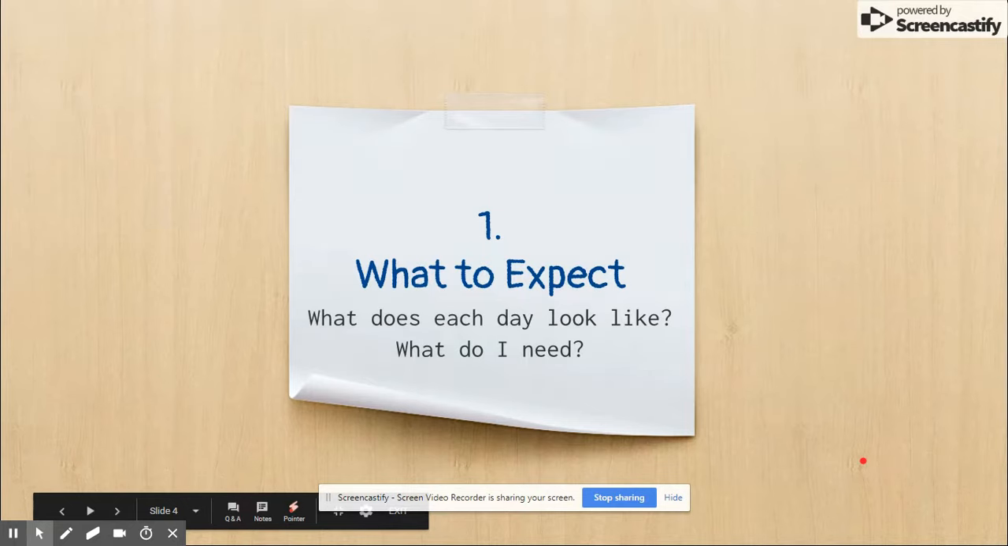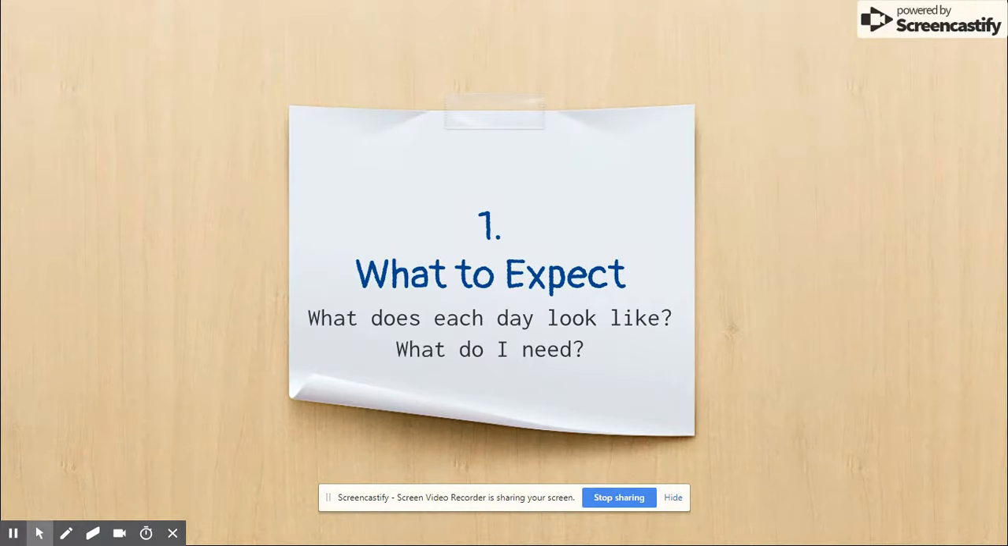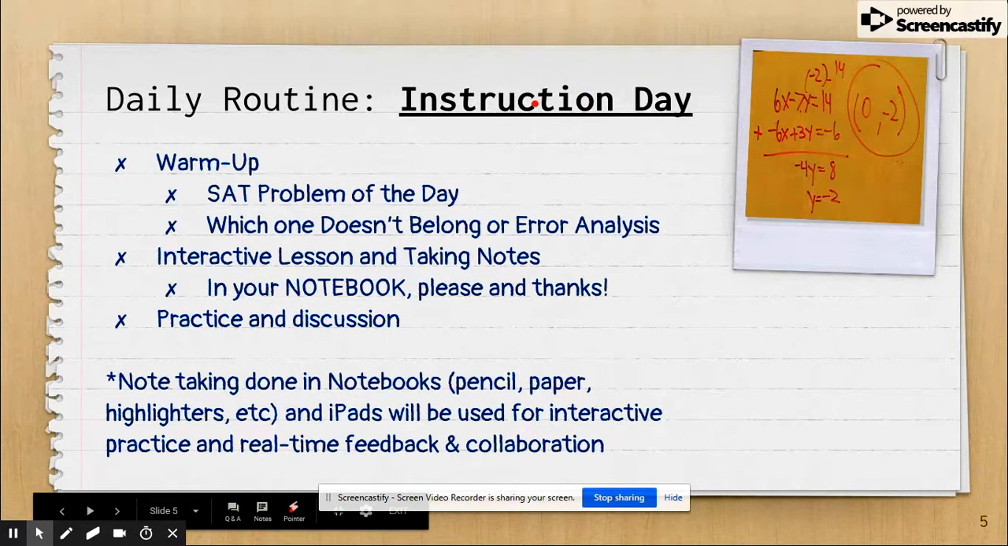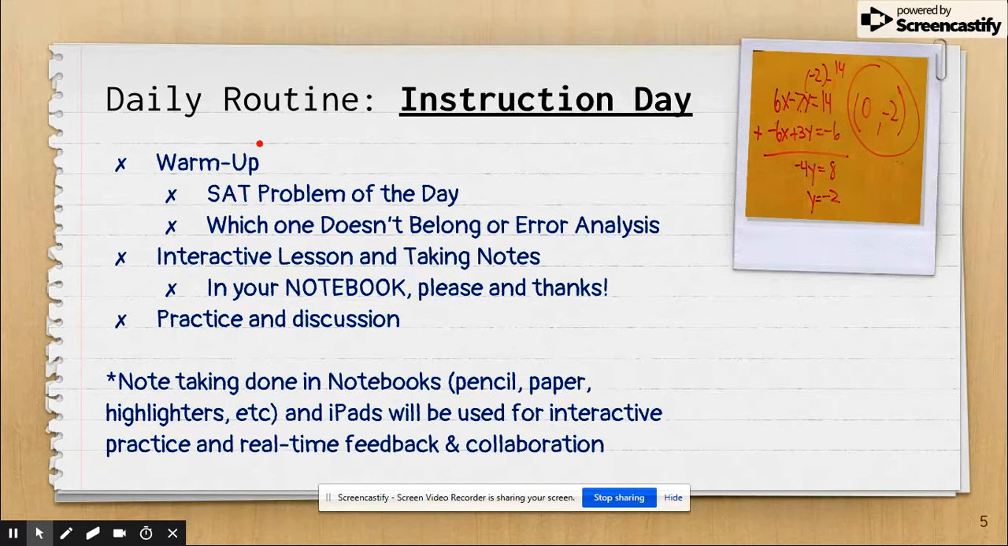So what to expect of our class? What does each day look like, and what do you need? All right, so our class is going to have instruction days and workshop days. So let's talk specifically about instruction days. On instruction days, there will always be some form of warm-up on the screen. The first thing you want to do is look up at the screen to see what warm-ups I have for you or any notes I have for you.